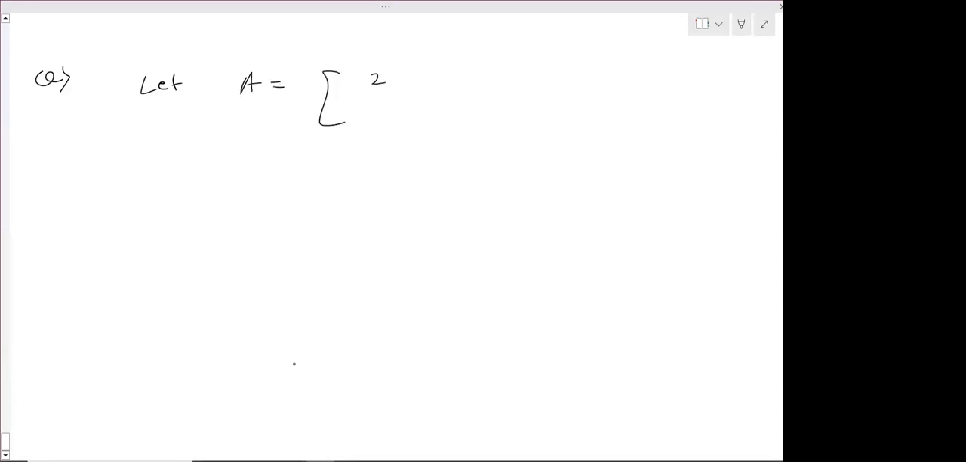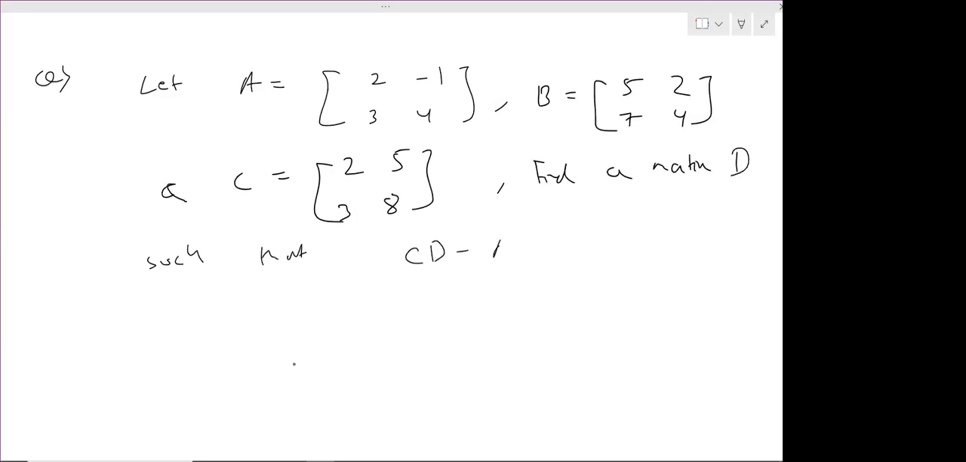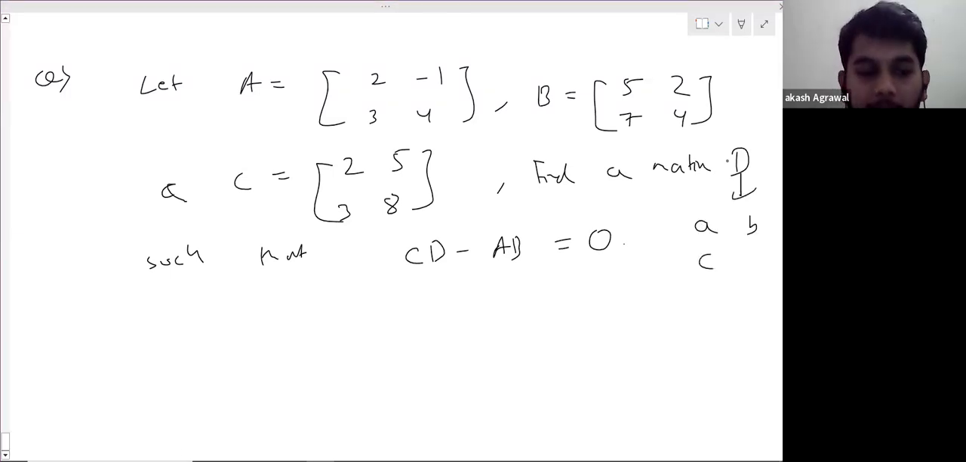Let A equals 2, minus 1, 3, 4. B equals 5, 2, 7, 4. And C equals 2, 5, 3, 8. Find a matrix D such that CD minus AB equals 0. Okay, 0 means null matrix. How can we solve this? We can assume the matrix D as a, b, c, d.